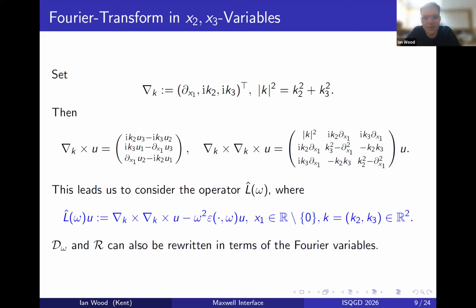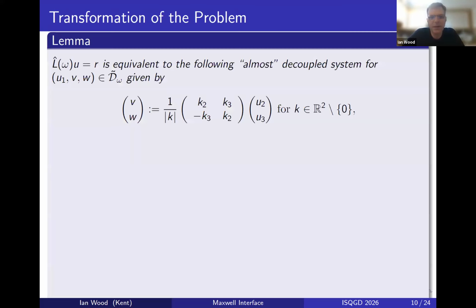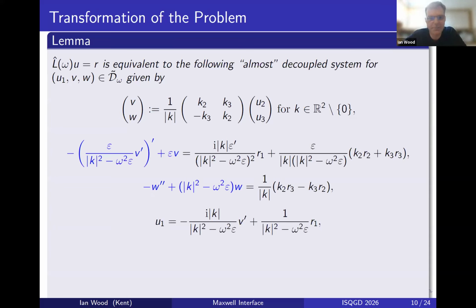Right. Now, a lot of people working with Maxwell will know that one often then likes to look at what are called TE and TM modes. And so we're going to do another transformation, which essentially does that. Right, so rather than looking at the functions u1, u2, and u3, we're going to mix up the u2 and the u3 in this way given here, so that they become a v and a w. And so the advantage of that is that then our Maxwell problem turns into Sturm-Liouville problems.